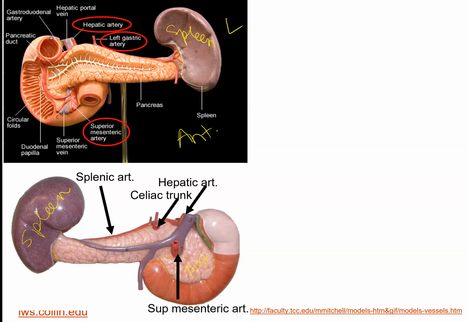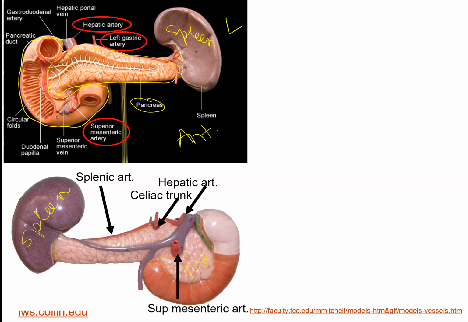This over here is part of your small intestine called the duodenum. And this in the middle is your pancreas. So that's the organs that you're looking at here.